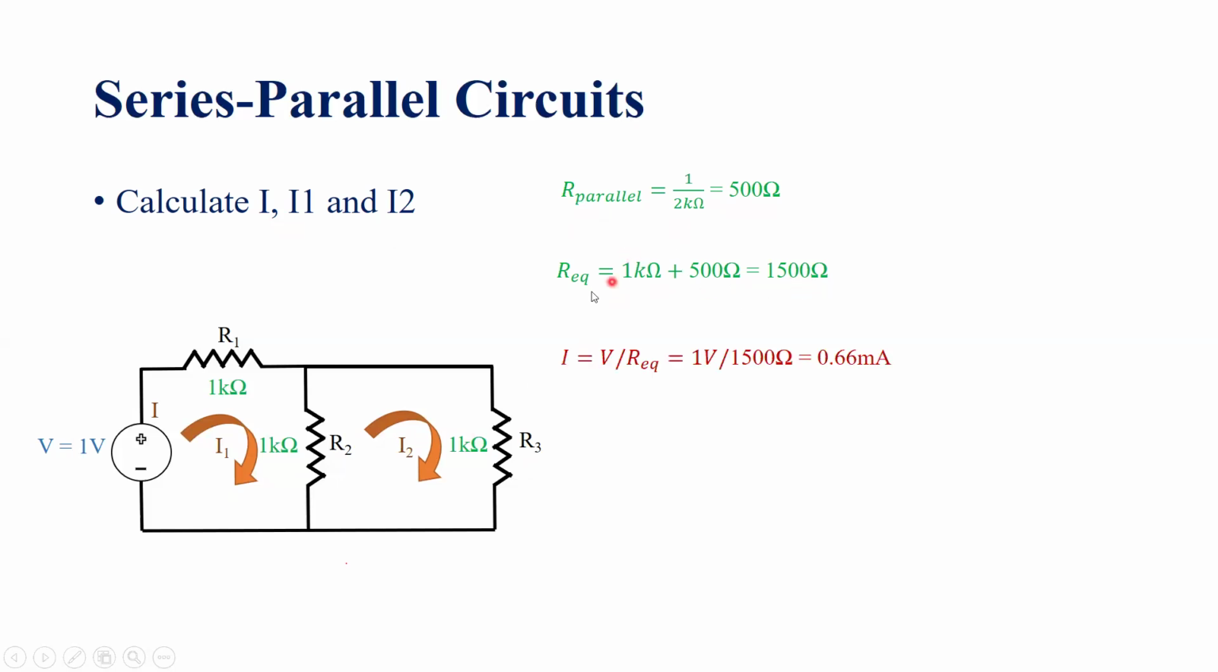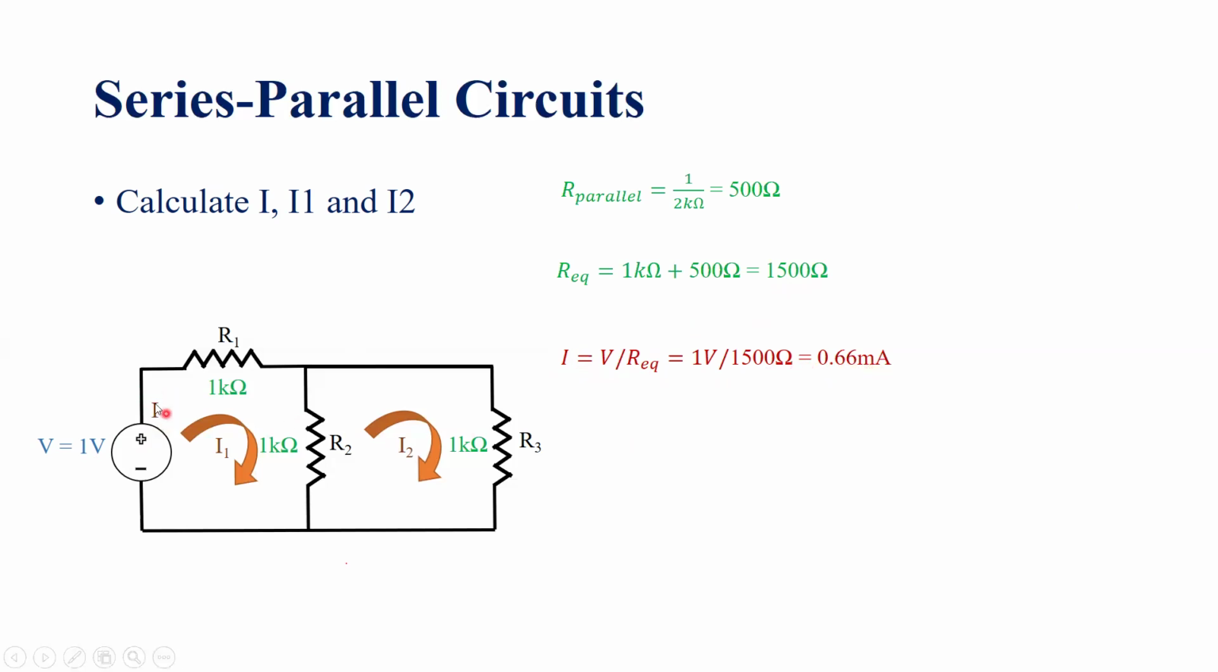Once we know the R equivalent, by applying Ohm's law, you can get the value of total current into the circuit, which is I equal to total voltage V divided by total resistance R equivalent. We know that V is equal to 1 volt as shown over here, divided by R equivalent we just calculated, which is 1.5 kilo ohm. Therefore, total current flowing into the circuit is 0.66 milliampere.